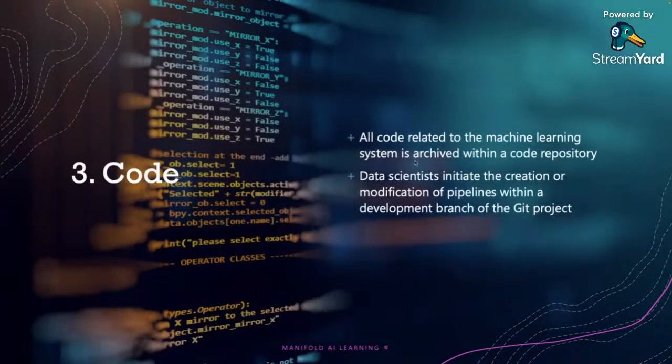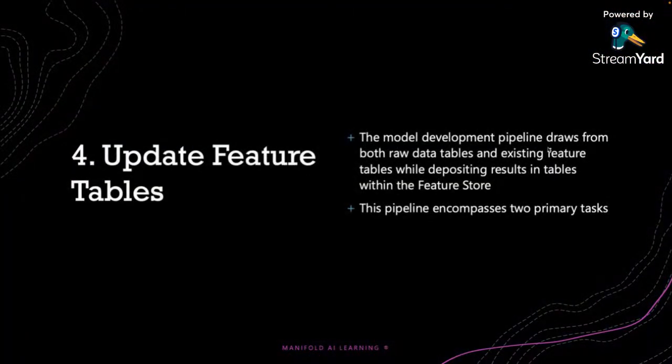Now this is followed by the code step. In this code step, all the code related to the machine learning system is archived within the code repository. And as I mentioned, we'll be using the Git based repository. So using the Git based repository, we will be archiving the code, and data scientists will initiate the creation, or they will also modify the pipeline within the development branch of a Git project. So this is about the code part, and this is followed by updating the feature tables.